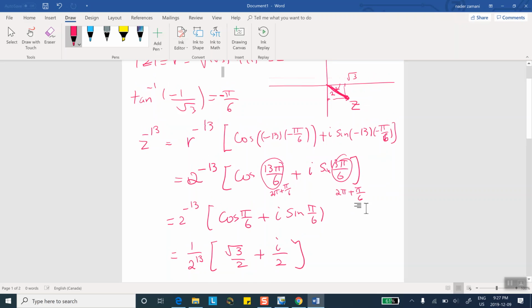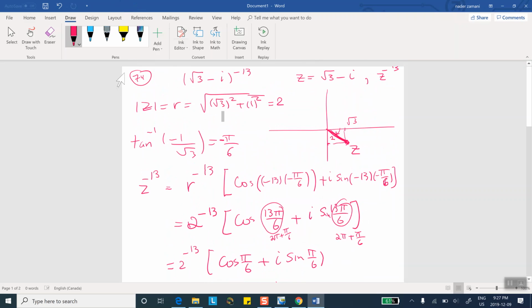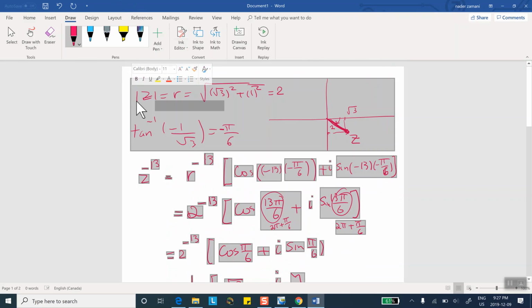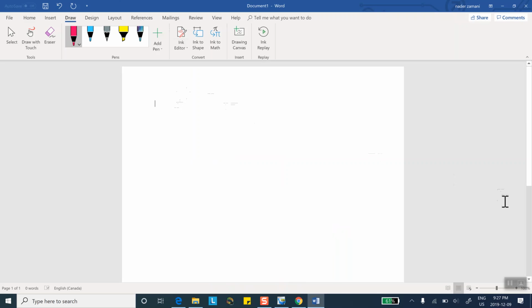Good. So let's move on to the next problem. Although the wording of the next problem looks different, in fact it's the same type of problem. It says: find the square root of 4 root 3 plus 4i.